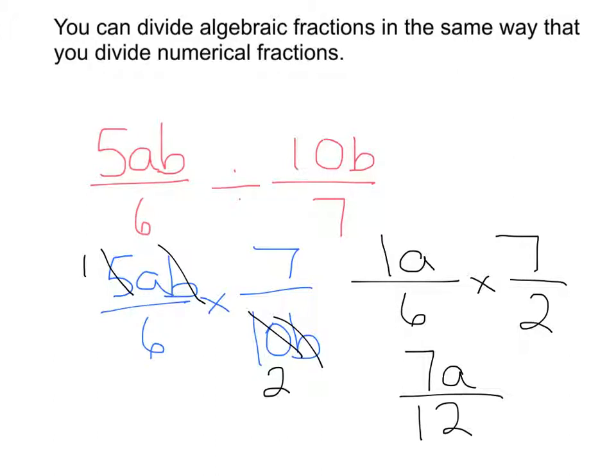And if you don't know what the variable is, then you just go ahead and leave it with the 7a. But if you do know what the variable is, then you can plug the variable answer in and you can solve.